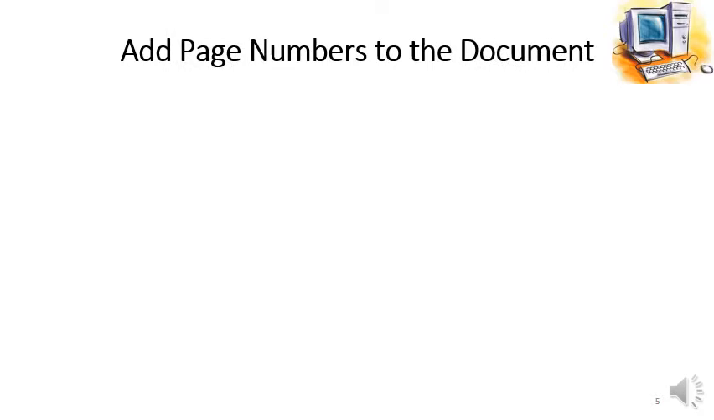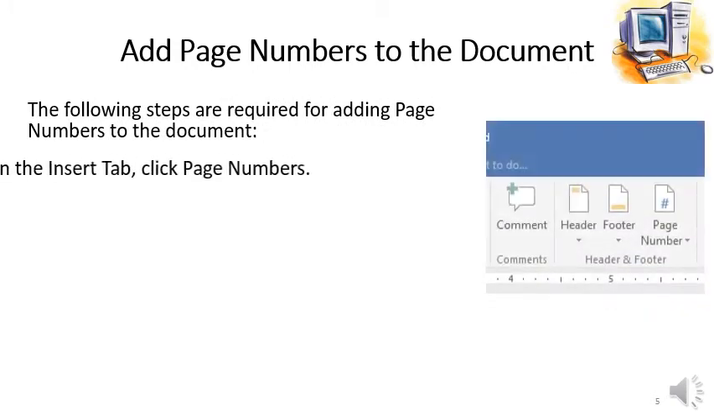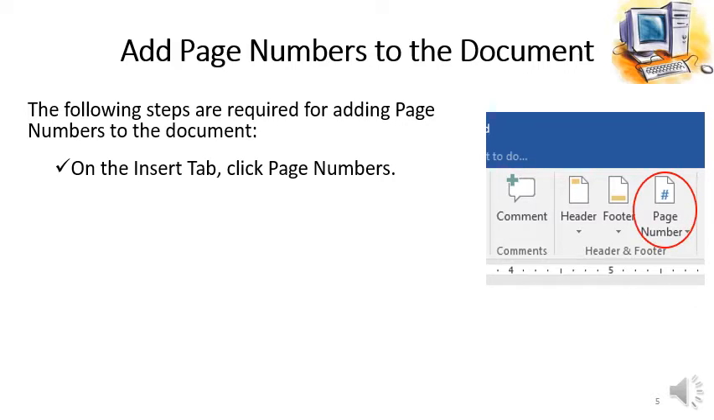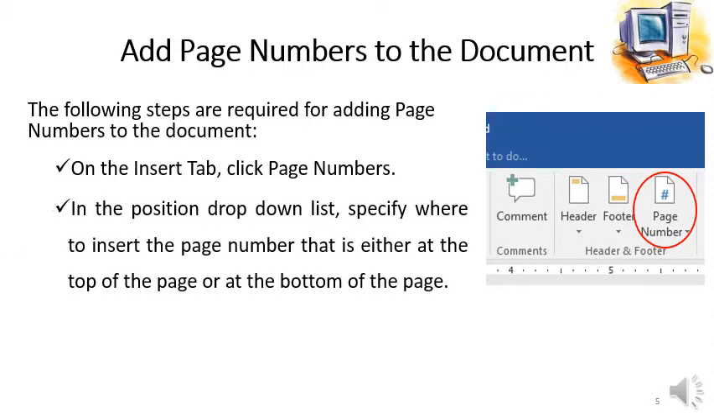Add page numbers to the document. The following steps are required for adding page numbers to the document. First of all, on the Insert tab, click Page Numbers, which is shown here in this image, encircled in the red. When we click on this page number option, a drop down list will appear.